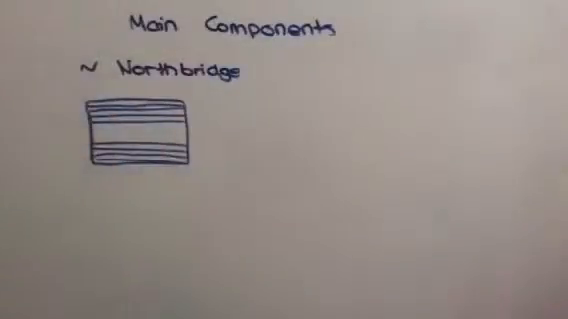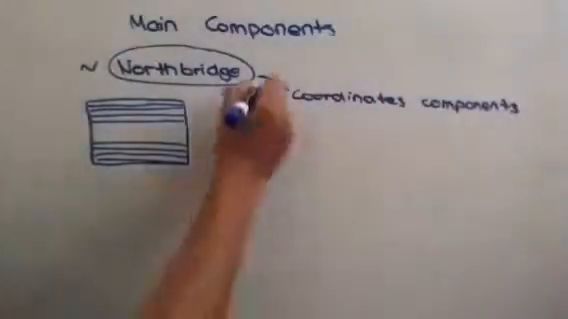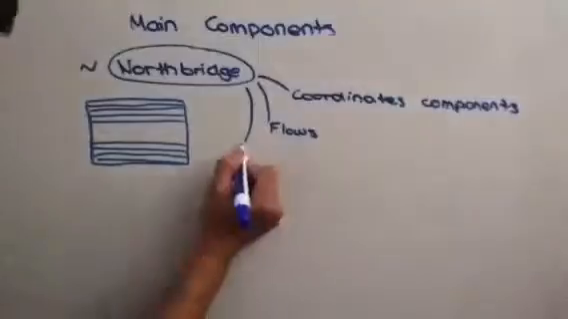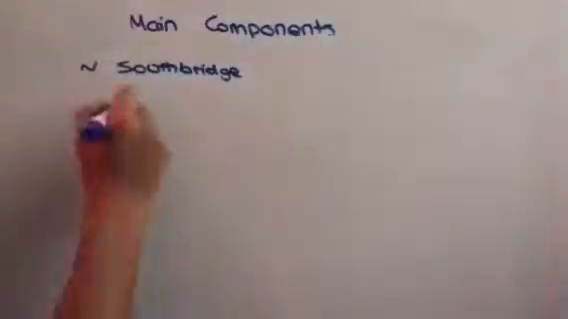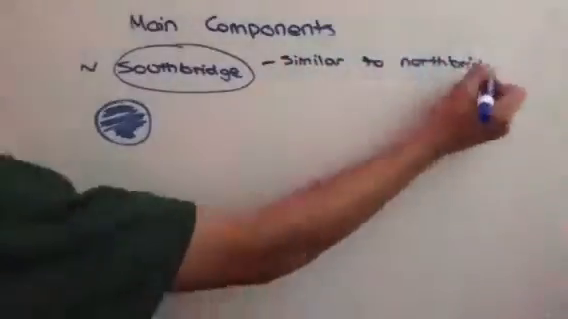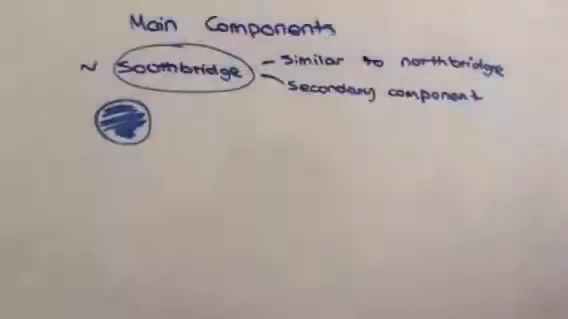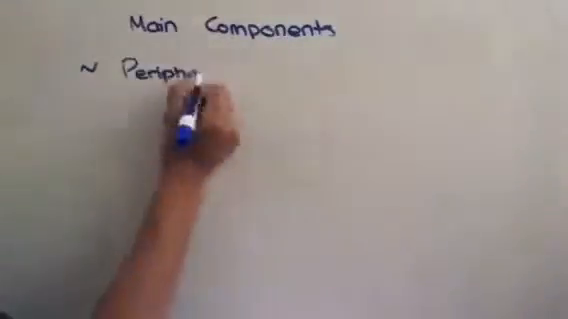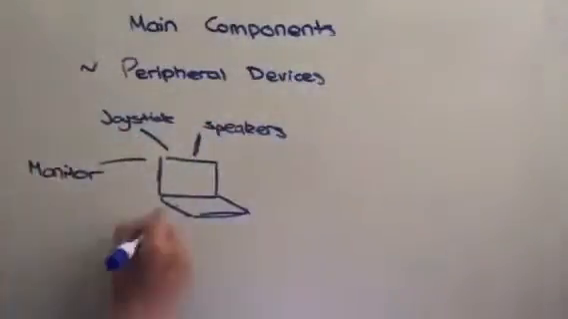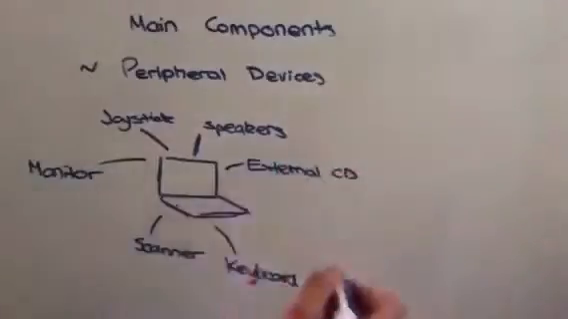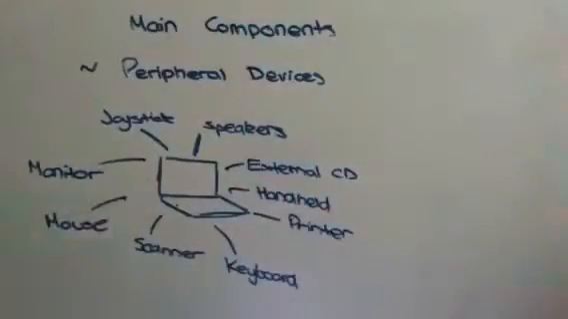The North Bridge is responsible for coordinating all the components together so that a seamless flow occurs while processing memory. The South Bridge acts as a secondary component to the North Bridge and does a similar role. Along with your important computer components are your peripheral devices. These are slots and different pieces of hardware such as mouses, keyboards and monitors.